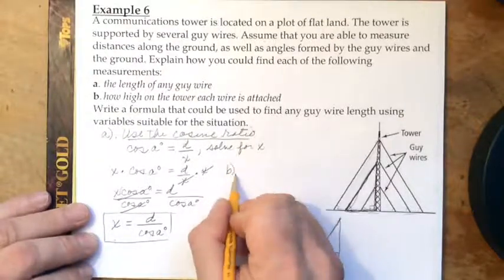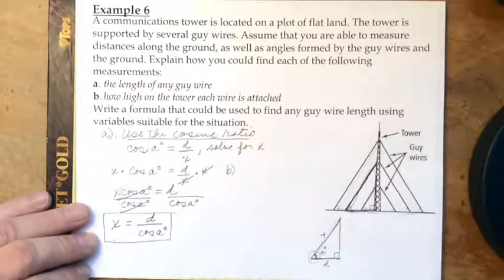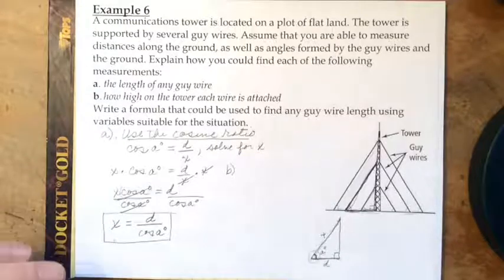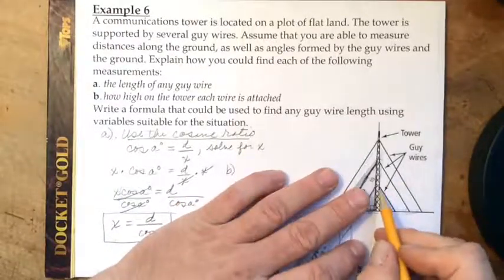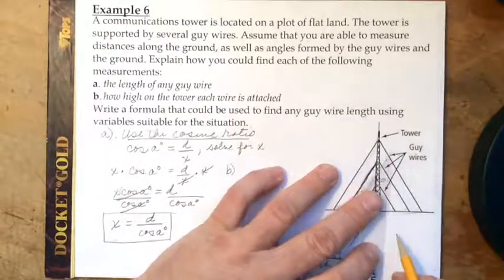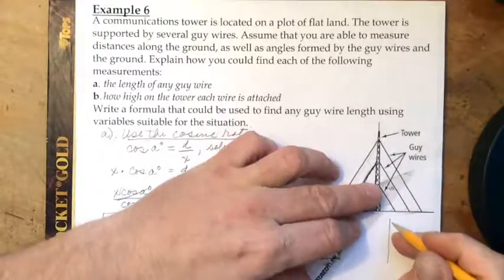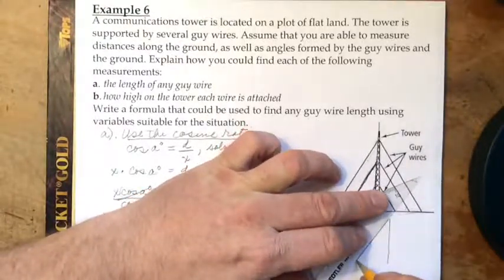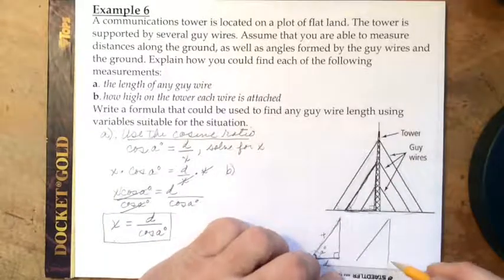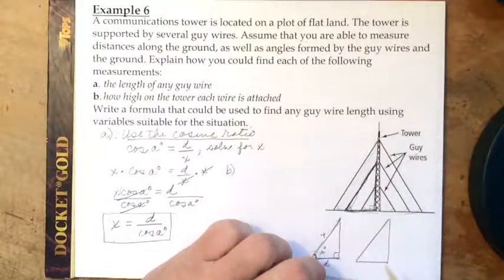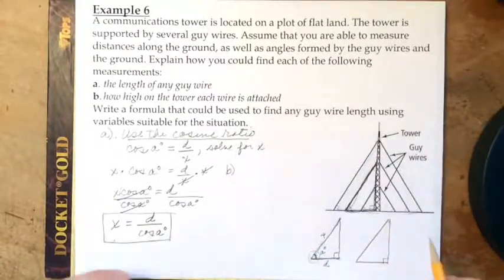Part B, they just want us to find how high on the tower each wire is attached. So I'm going to take this, let's just take another triangle. Well, let's take the same one. Take this triangle here. Draw it. Here's the guy wire. Here's the ground. Here's the tower right here.